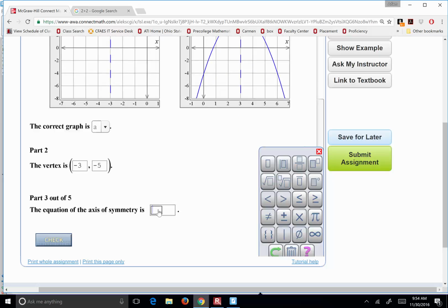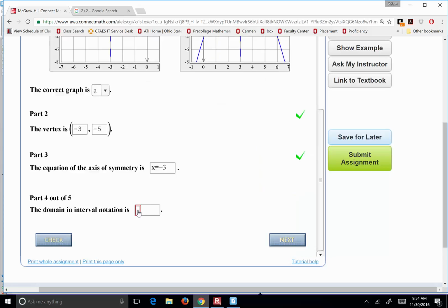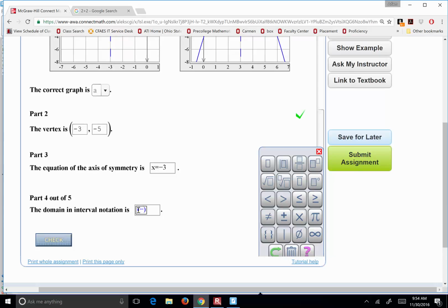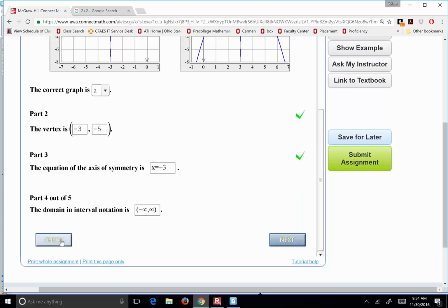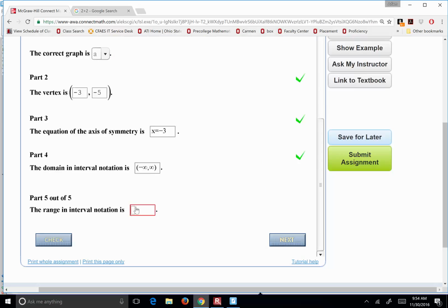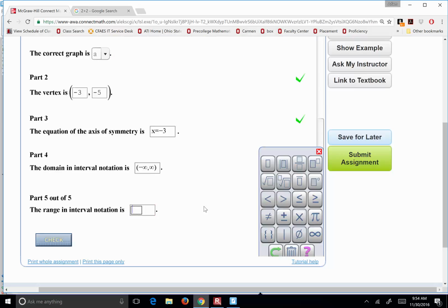Axis of symmetry was x equals the first coordinate of the vertex. Domain is the entire real line, the entire x-axis technically, but the range was limited. It's a half line starting at -5, but it never ends. It goes up, up, up.